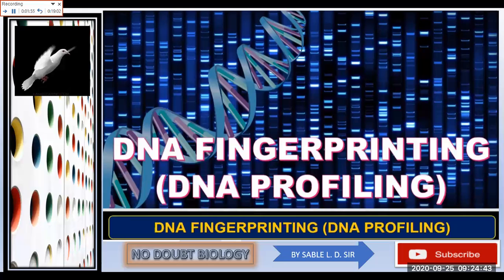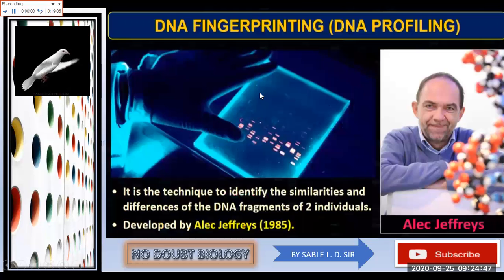Okay, so what do you actually have to do in DNA fingerprinting? DNA fingerprinting, also called profiling, is the technique to identify the similarities and differences of the DNA fragments of two individuals. For example, we have two samples from humans. So what type of similarity is there and what type of differences is there?